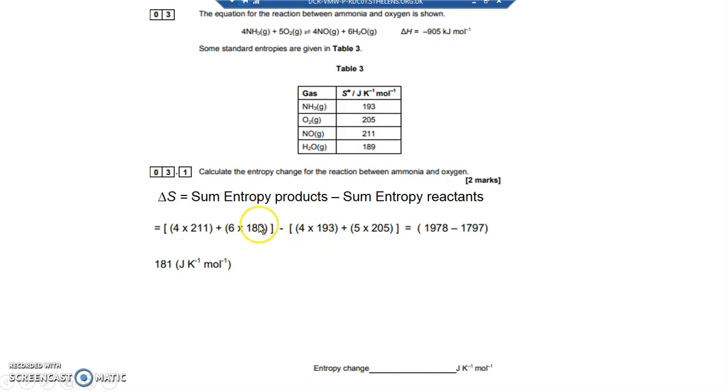The reactants is 4 lots of NH3, 4 times 193, and 5 times 205. So you calculate the sum of the entropy of the products, and you take away the sum of the entropy of the reactants, and it equals 181 joules per Kelvin per mole. You know it's in joules because that's in joules per Kelvin per mole. If it asks for it in kilojoules, you'd have to divide that by 1000, and it would be 0.181. Remember, joules into a higher unit value like kilojoules is a divide by 1000.